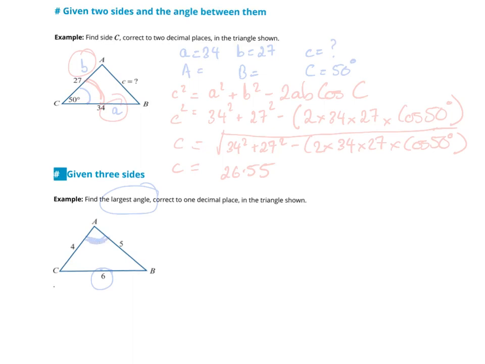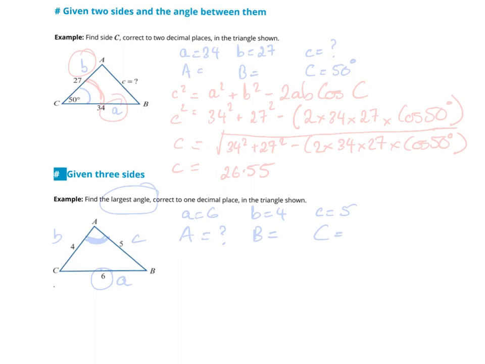So what do I have here? I have side A, side B, side C, and I'm looking for angle A. Side A is equal to 6. Angle A is what I am looking for. Side B is equal to 4, and angle B I don't know and I don't want. Side C is equal to 5. Angle C, again, I don't know and I don't want it.